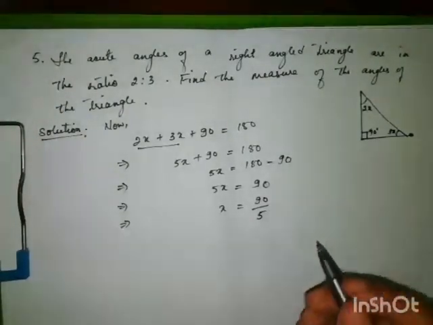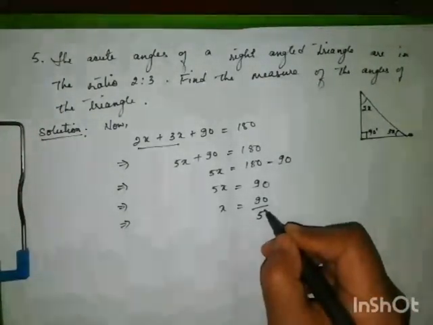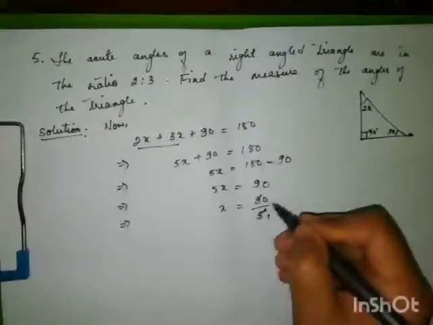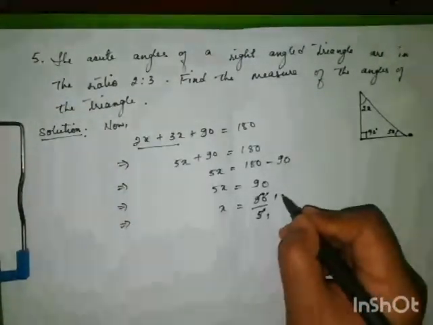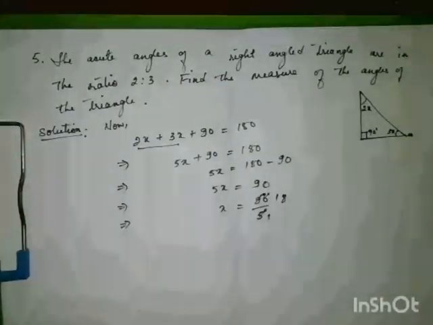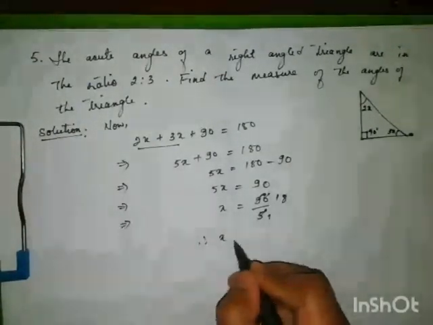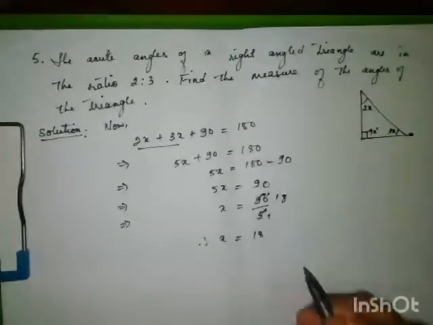5 ones are 5, 4 is remaining, 40. 40 is 8 times 5. Now the value of x equal to, therefore, x equal to 18.